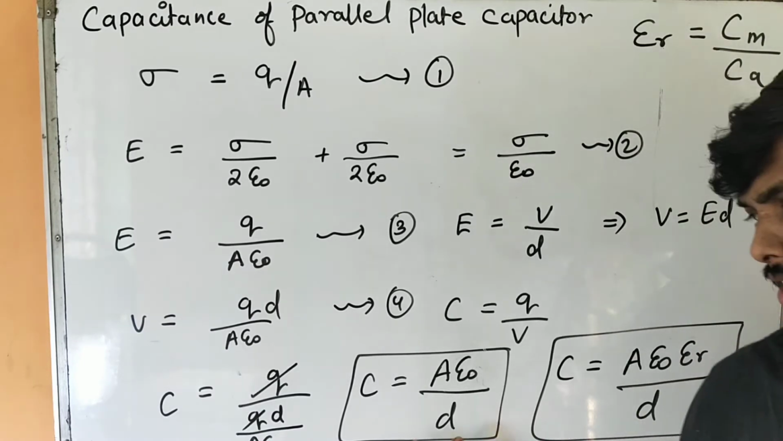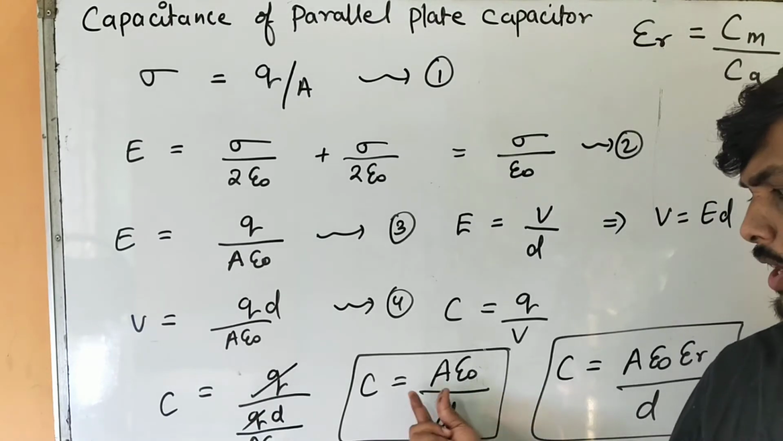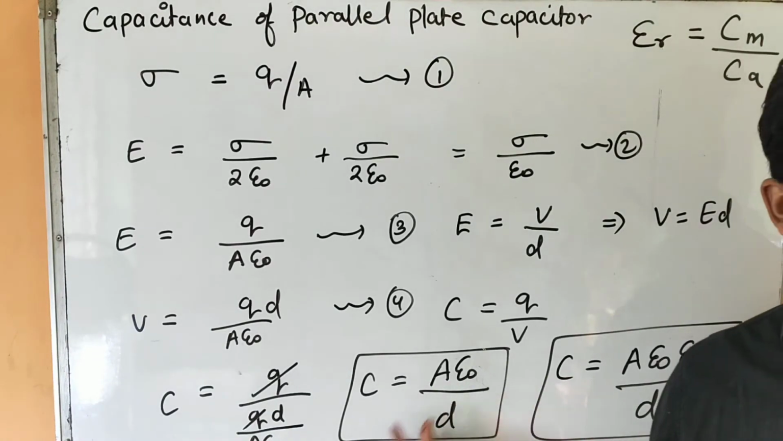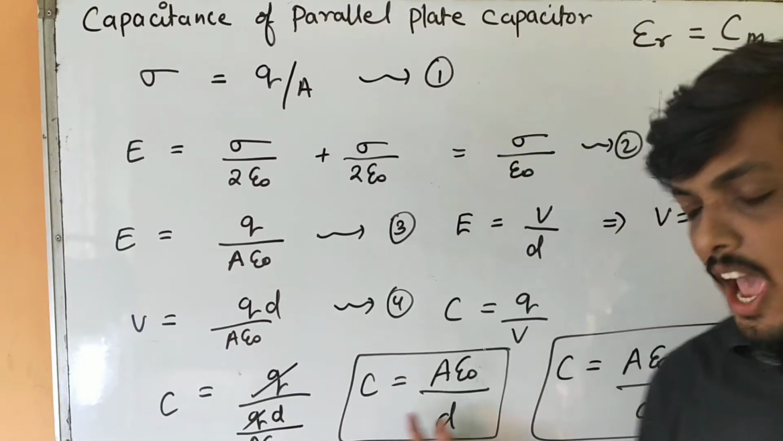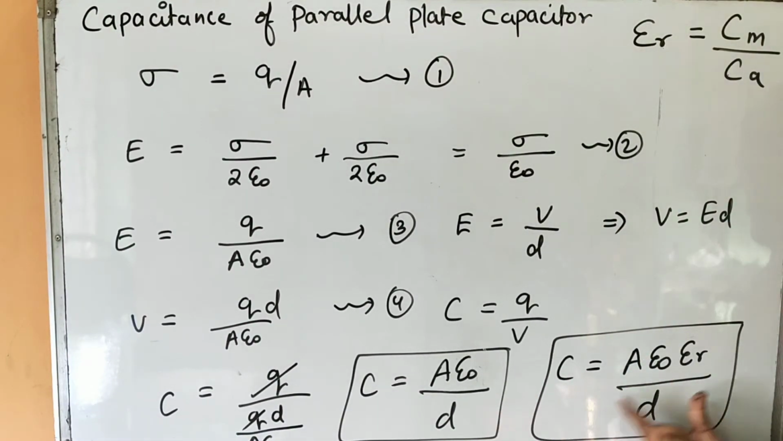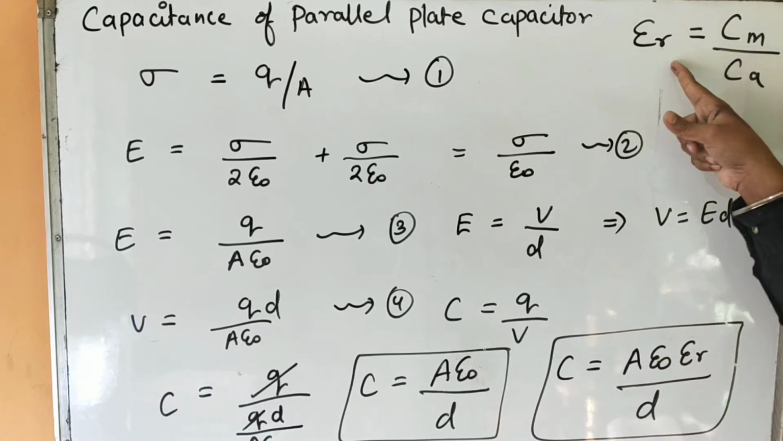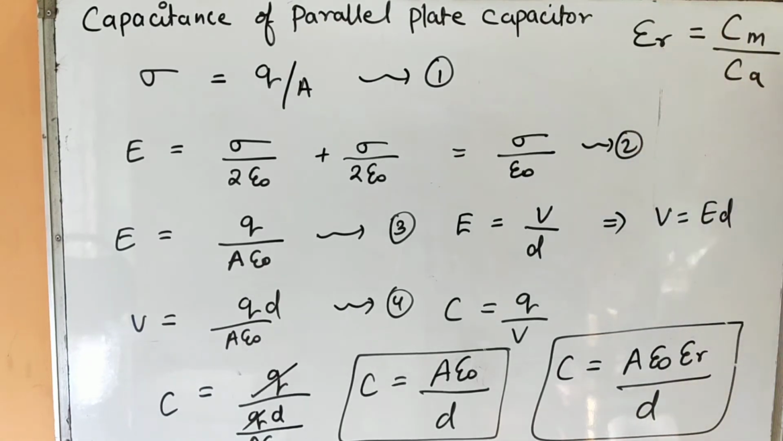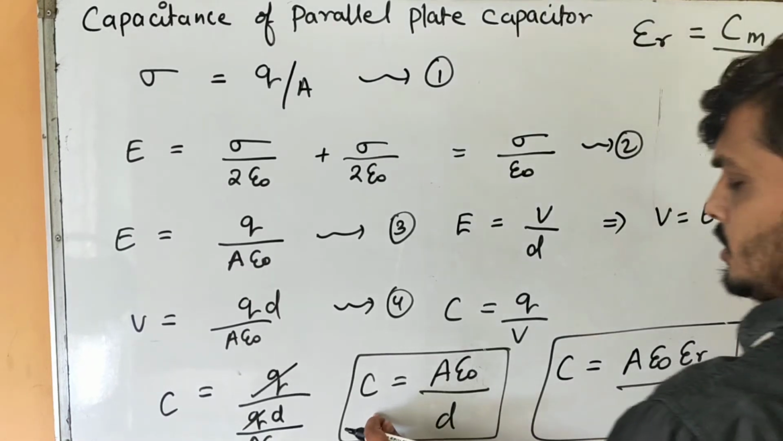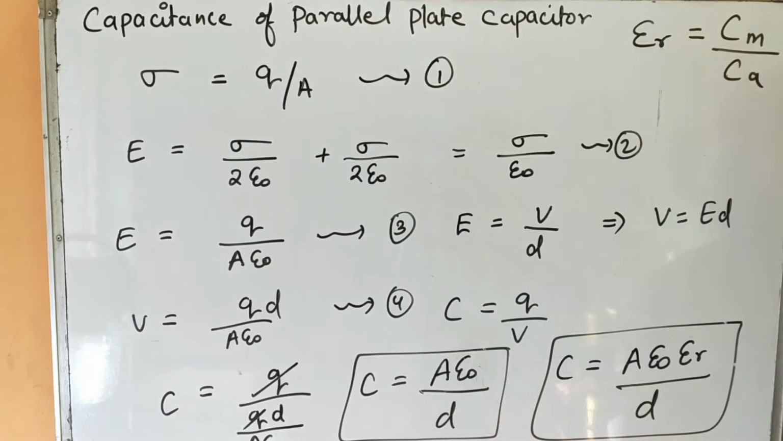Clear? So this is the general expression for the capacitance of the parallel plate capacitor when the two plates are placed in air, and the same expression holds when the plates are placed in any dielectric medium. So epsilon R equals Cm by Ca, where Cm is the capacitance in the medium divided by the capacitance of the same capacitor in air. Now we observe that the capacitance depends upon the area and inversely depends upon the distance between the two plates.